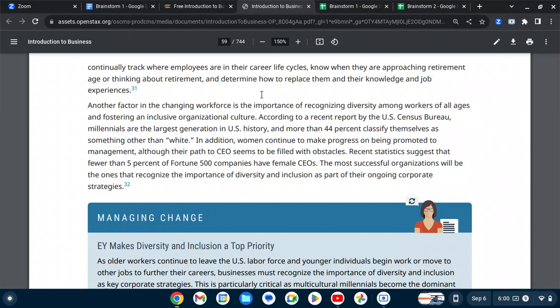According to a recent report by the U.S. Census Bureau, millennials are the largest generation in U.S. history, and more than 44% classify themselves as something other than white. In addition, women continue to make progress on being promoted to management. Although their path to CEO seems to be filled with obstacles, recent statistics suggest that fewer than 5% of Fortune 500 companies have female CEOs. The most successful organizations will be the ones that recognize the importance of diversity and inclusion as part of their ongoing corporate strategies.